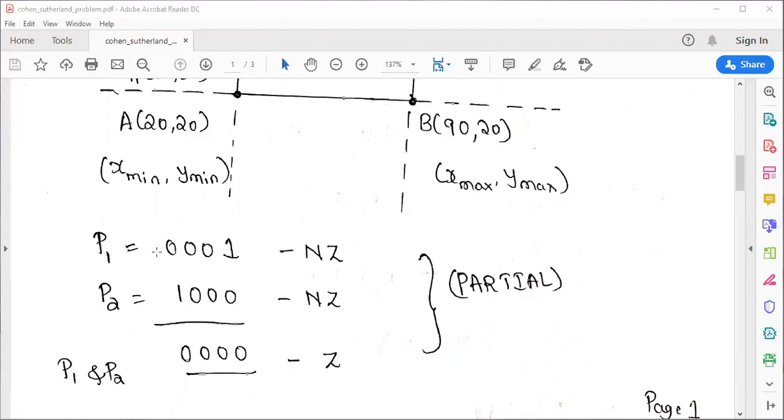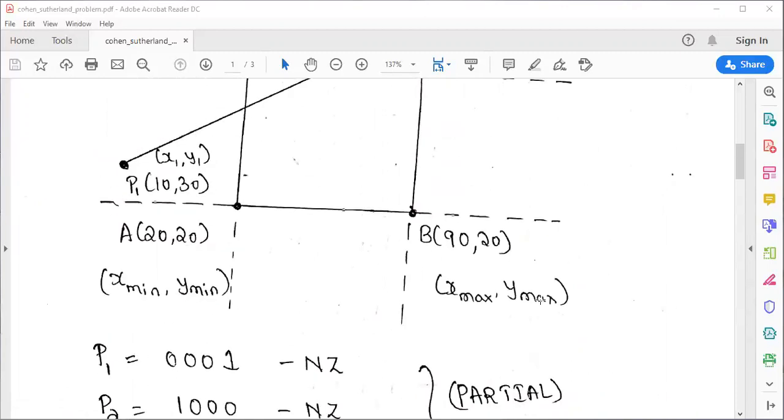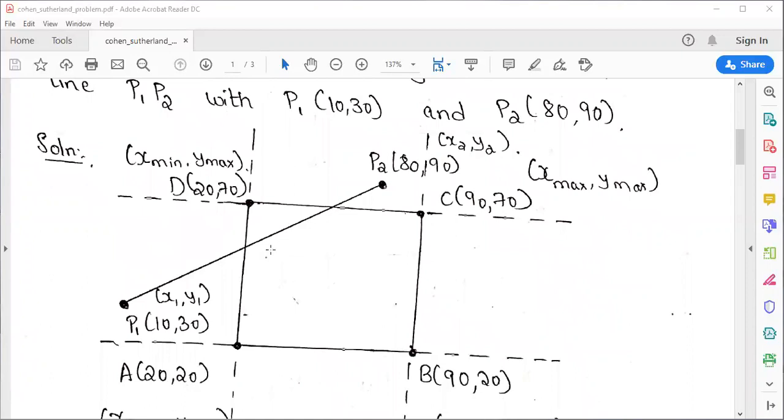So when you perform the AND operation of two non-zero codes and the resultant value is 0, then we say that that particular line is partial. Partial means it is not completely inside the clipping window. So half of the line is inside the clipping window and the remaining part of the line is outside the clipping window.